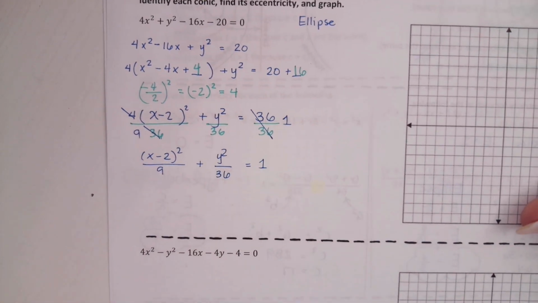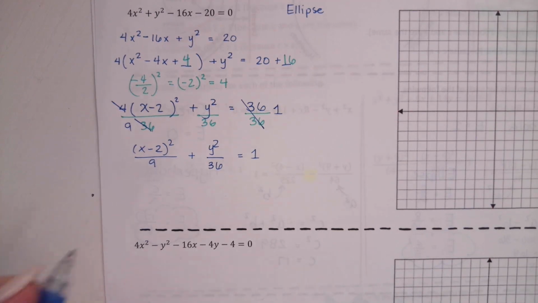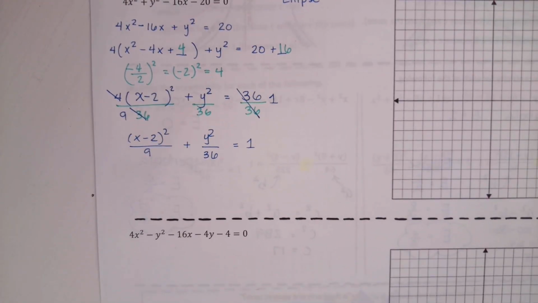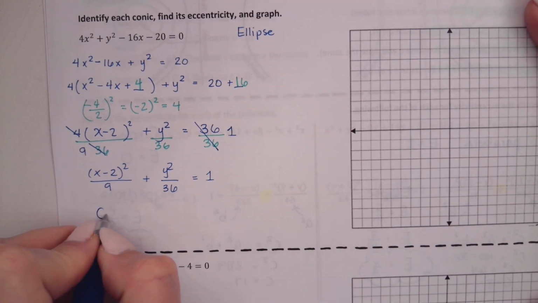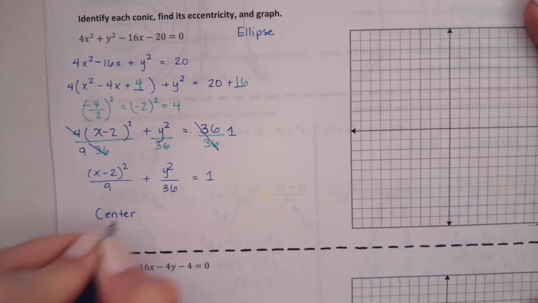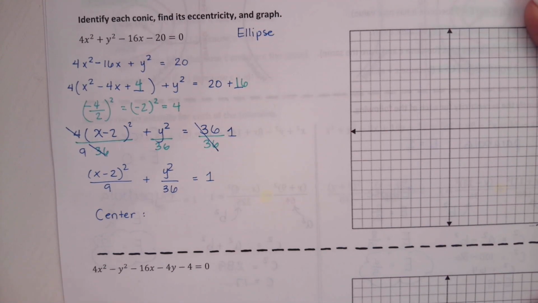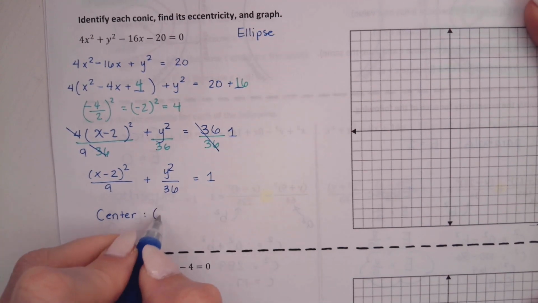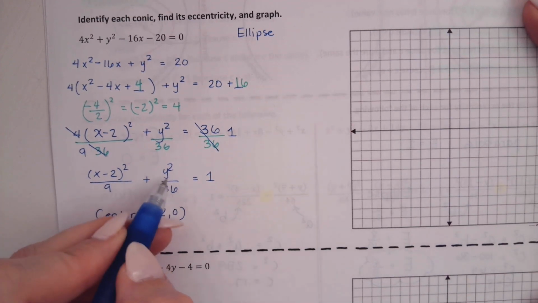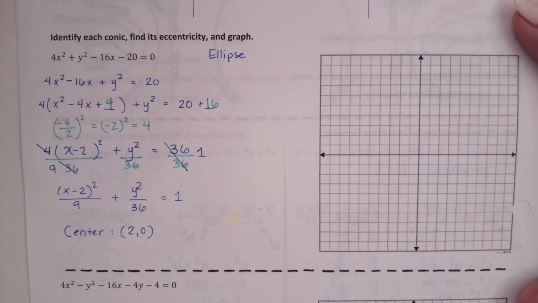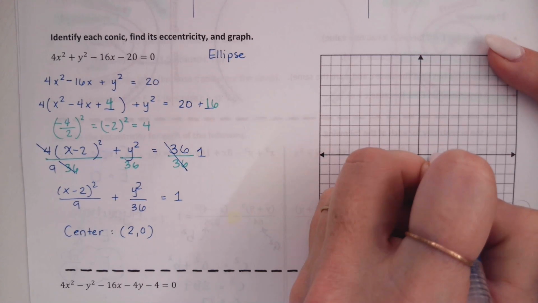Equals 1. All right. So from there, we can find our key features. What was our first key feature? You have to find the center. What is the center (h, k) going to be at? 2 and 0. Good, because the h is over here with the x. The k, which is 0, is paired with the y. So I'm going to graph that center at (2, 0).